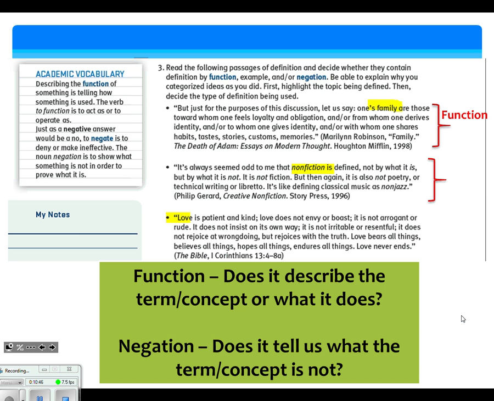Okay, let's take a look at the second one. Go ahead and read that second one for us, please, Tiffany. It always seems odd to me that nonfiction is defined not by what it is, but by what it is not. It is not fiction, but then again, it is also not poetry, or technically writing, or literature. It's like defining classical music as non-jazz.